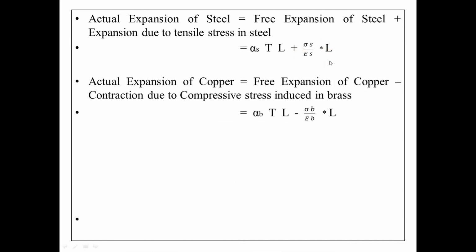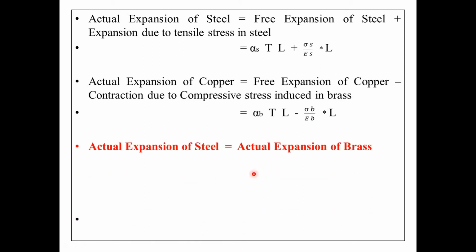Now the actual expansion of brass will be equal to the free expansion of brass minus the contraction due to compressive stress induced in the brass. In the first case it is expansion, and in the second case it is contraction. So that's why it is minus here, whereas for steel it is plus. Actual expansion of steel will be equal to actual expansion of brass.